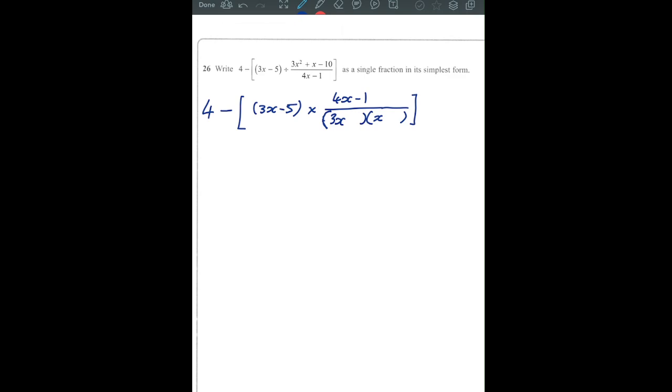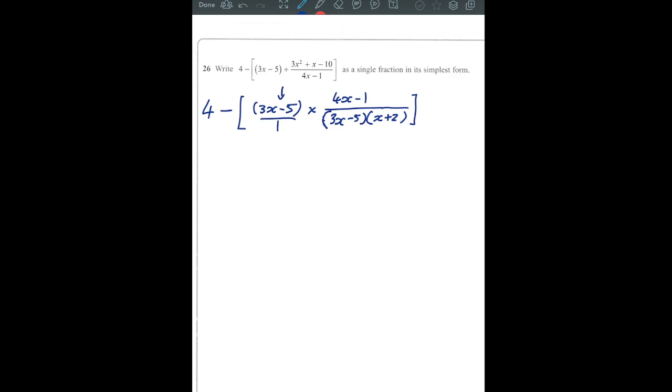I'm going to do it in the speedy, cheaty way, which just seems like magic. But if you're more confident with split the middle, use split the middle. Now, one thing that's happened, which often happens with these questions, is a bracket has repeated. We have a 3x minus 5 up on the top here.